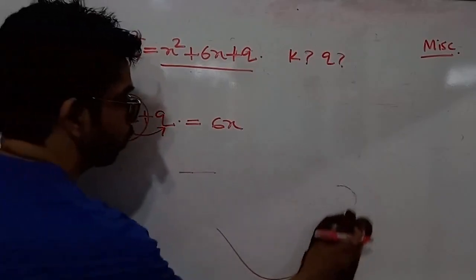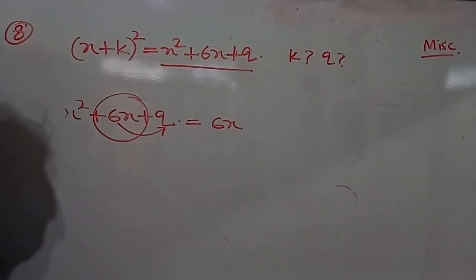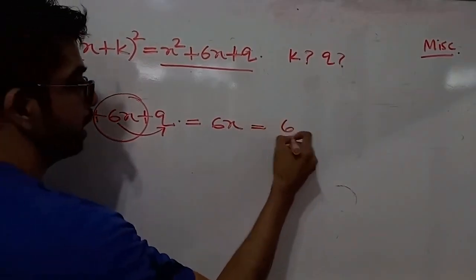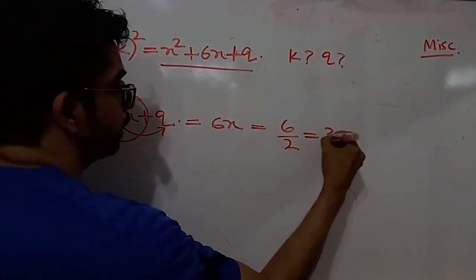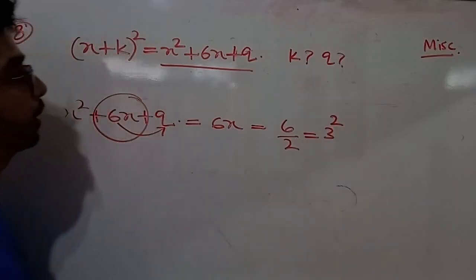So the coefficient of x will be 6. So we will take 6 and divide it by 2. So we will get 3. Then we have to square that.